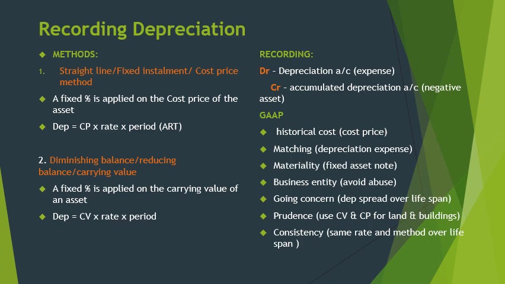Then consistent: we are saying the same methods that are used to calculate depreciation and the rate must be constant over the lifespan of an asset. So if you are calculating depreciation on equipment at 10% on cost, we expect you to continue using the same rate, 10%, and the same method, cost price, over the lifespan of the equipment that you are using.